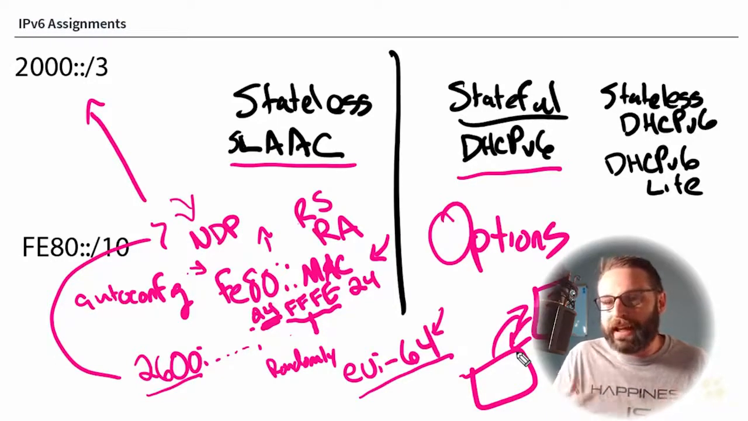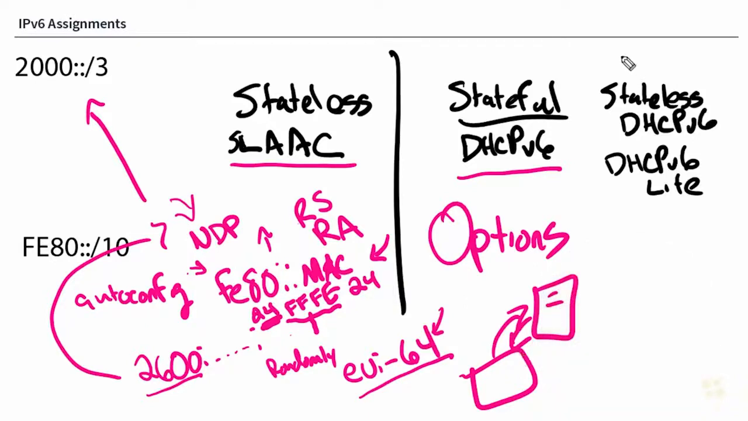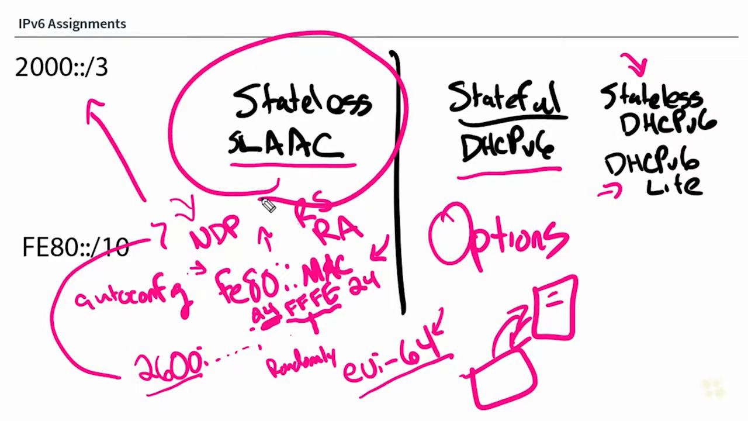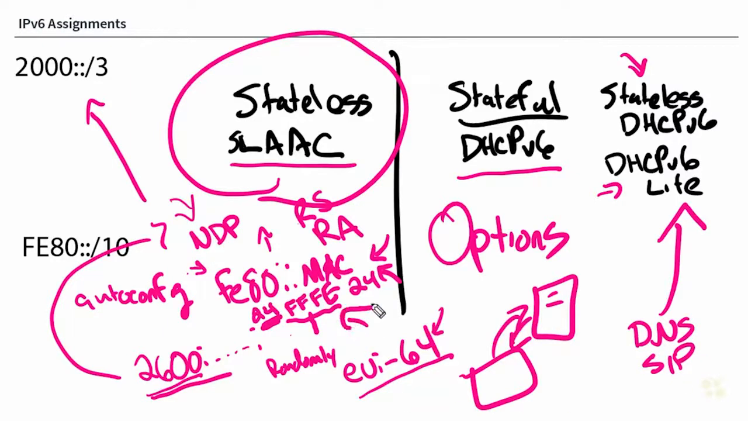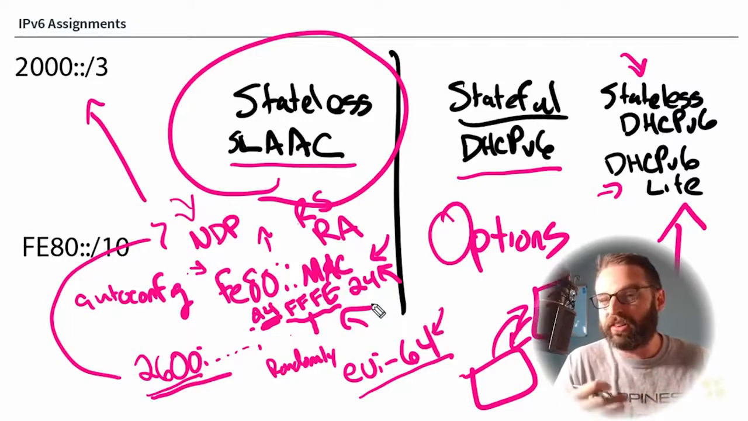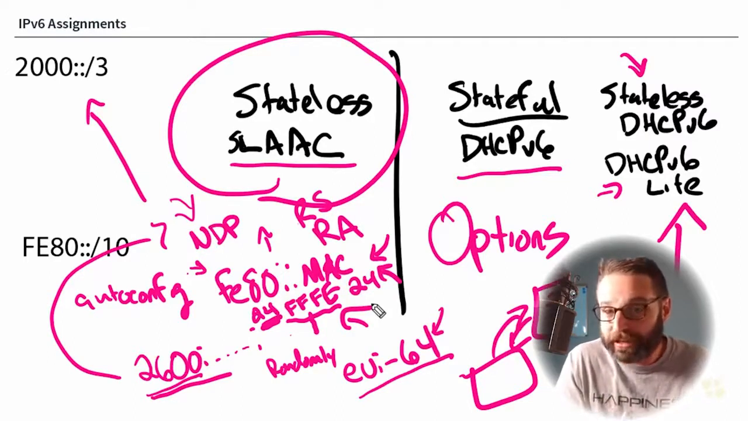This is why they created a hybrid of the two. When we have stateless DHCPv6 or DHCPv6 Lite, we're using SLAAC for the first portion of it. That way we actually get connectivity to the network using IPv6. It will initialize the SLAAC link local address as well as the global unicast address, and then leverage the options portion of DHCPv6. So using this, we can still get our DNS or our SIP server after we've performed auto configuration.